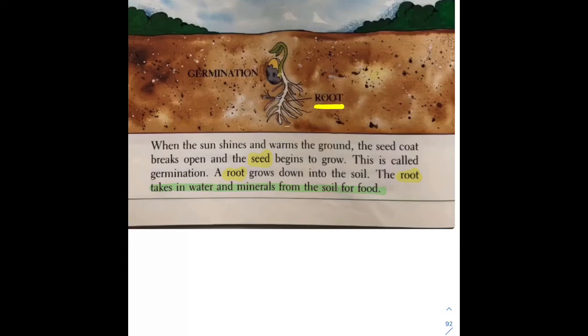The root. How does the root help the plant, do you think? Yeah, it's in the ground. So how does it help the plant? You're right. The root takes in water and minerals from the soil for food.